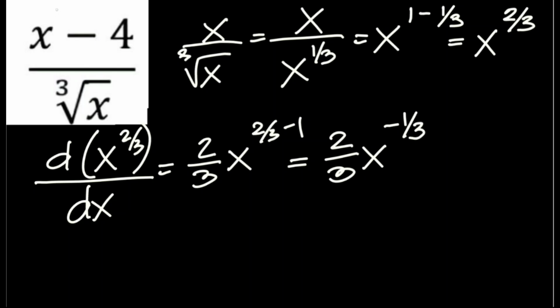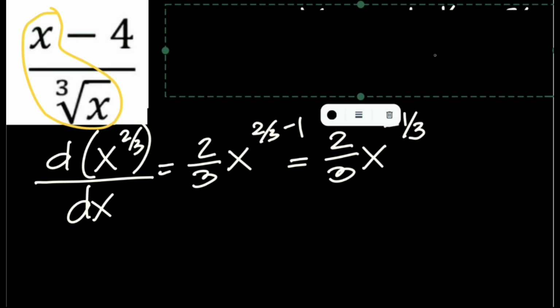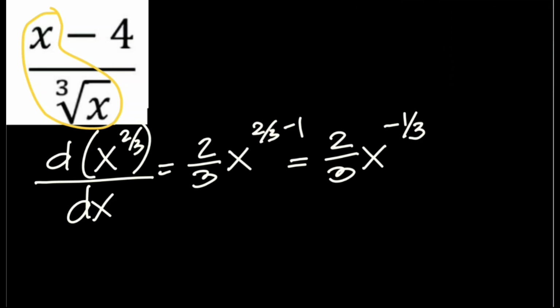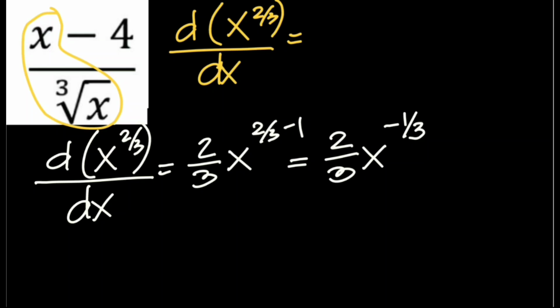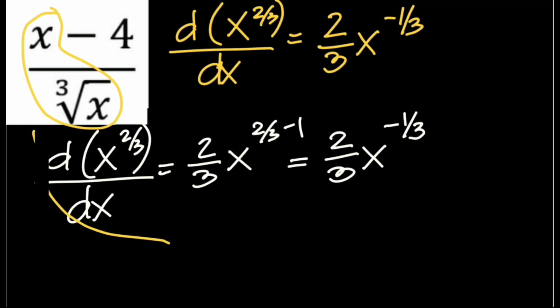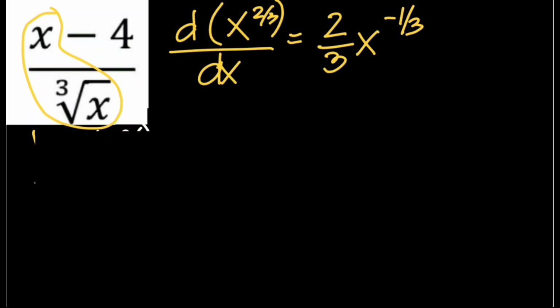So now we have the derivative of this part. Let me just write that here so we won't forget it. The derivative of x to the 2/3 with respect to x is just equal to 2/3 x to the -1/3. That would be easier to remember. And now we need to get the derivative of the other function.